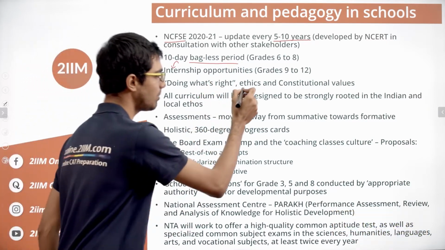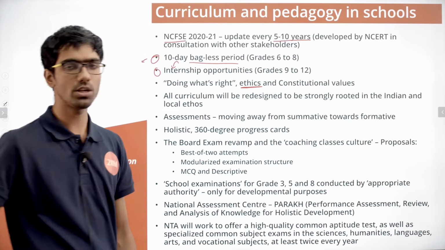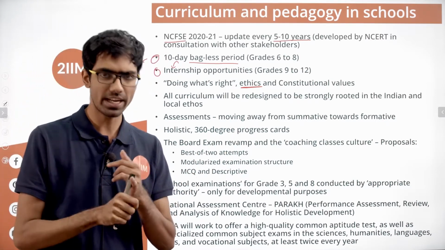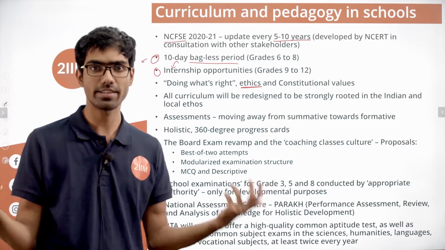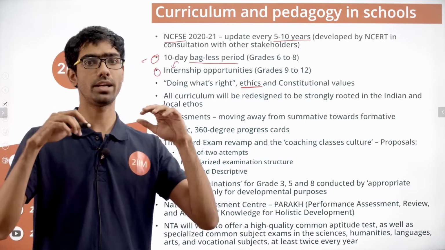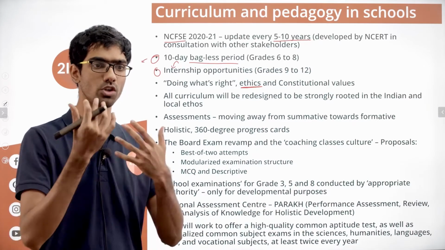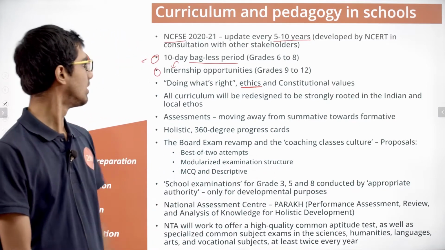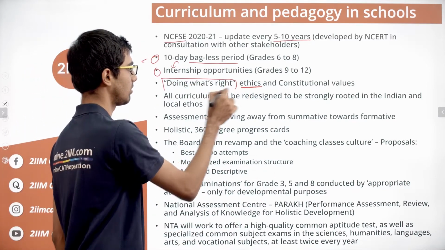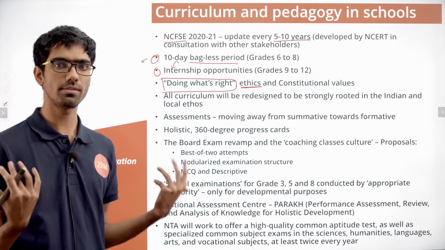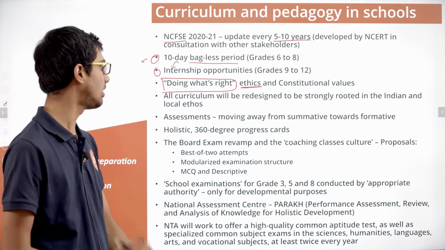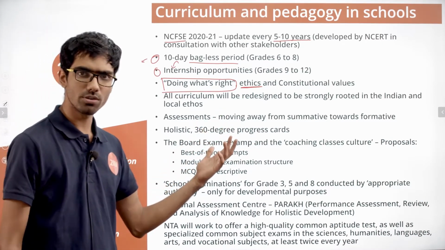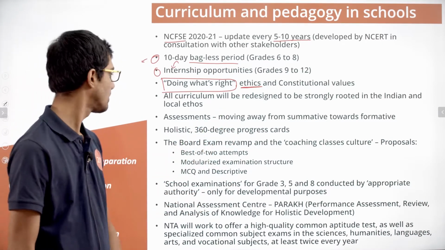The next part, we touched upon it in the introduction. Ethics and constitutional values are going to be given adequate importance. So there's going to be respect for the nationality, respect for what this country is, empathy towards fellow citizens, diversity and inclusion, students being instilled with a sense of respect and admiration for their country, their community, and fellow beings. Essentially, it all comes down to doing what's right. The students are going to be taught this moral part from a very early point. Our curriculum will be redesigned to be strongly rooted in the Indian local ethos. This needs no explanation as such.